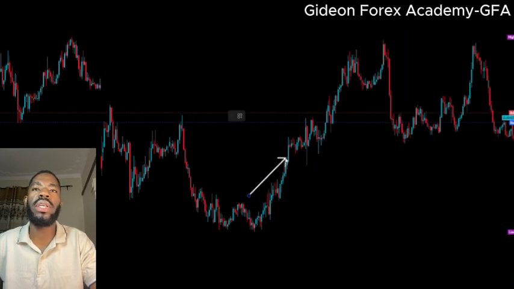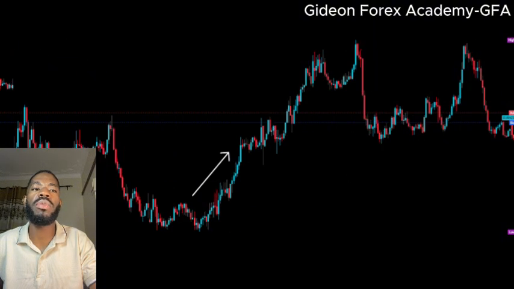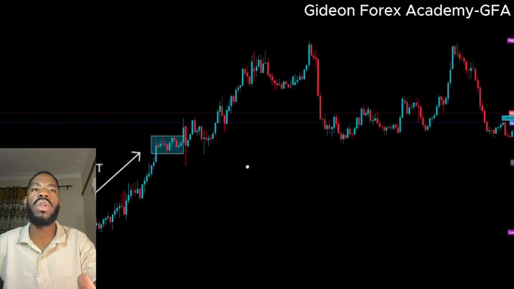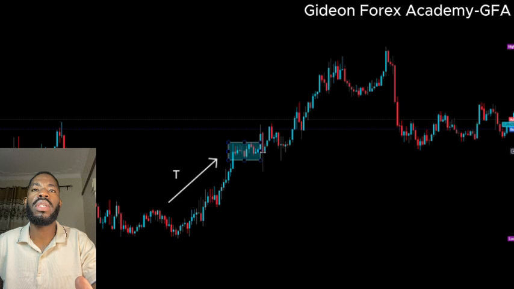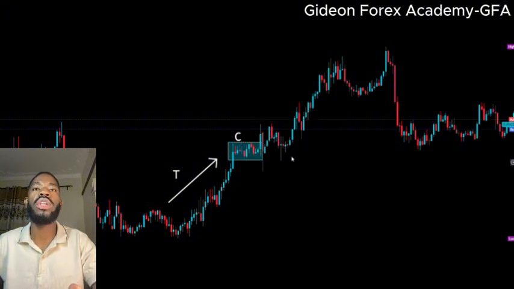This is an uptrending market, you can see. Okay, this is an uptrend, which would be your T. That is our trend. But then when the price gets here, you can see a consolidation right here. This is a consolidation. So that would be our C. A consolidation, and then there is a break above.